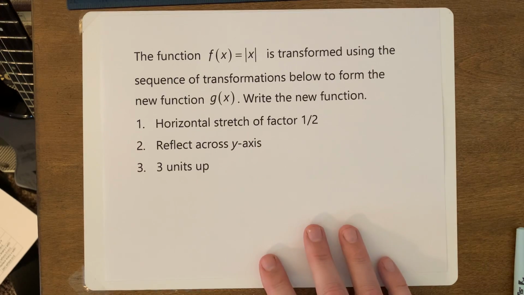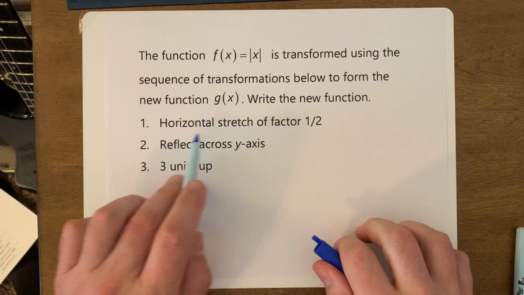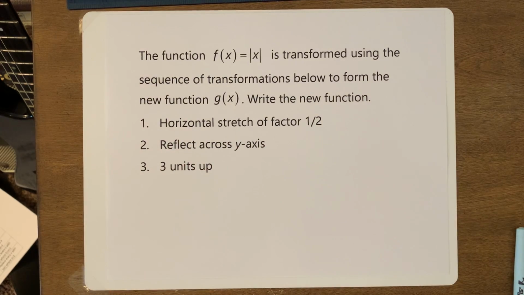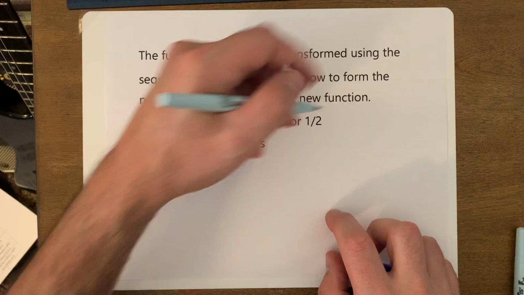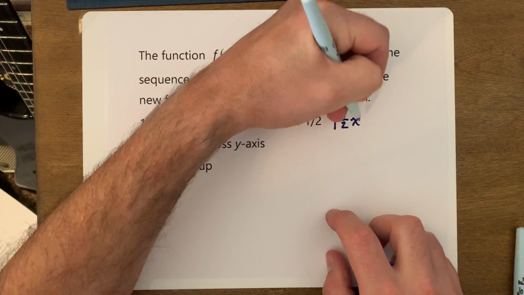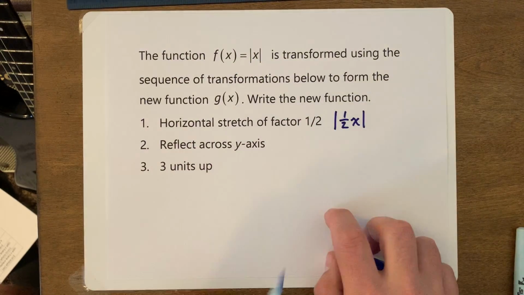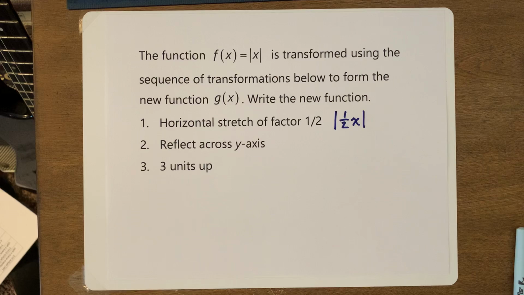All right, let's check out this one. Okay, this one again, absolute value. So let's start out with a horizontal stretch of factor 1/2. Horizontal stretch, if you remember, we're going to replace every x with ax, where a is a proper fraction. And so we're going to write simply 1/2 x. We take the x out, replace it with 1/2 x. Okay? Reflect across the y-axis.